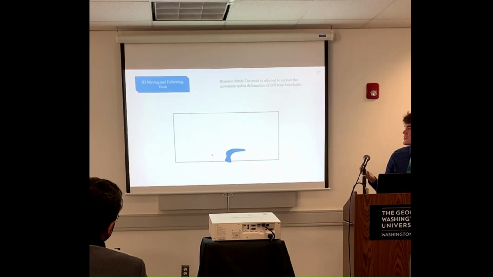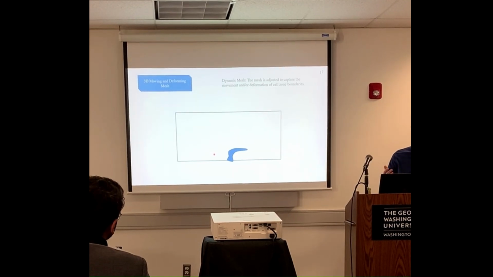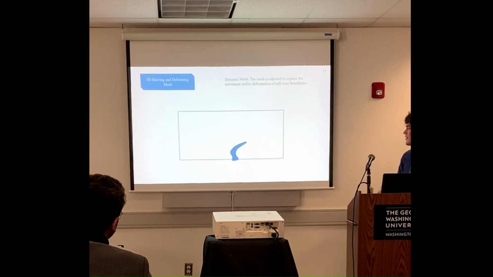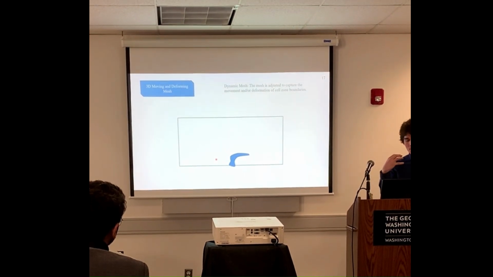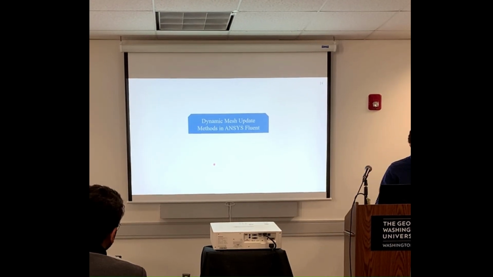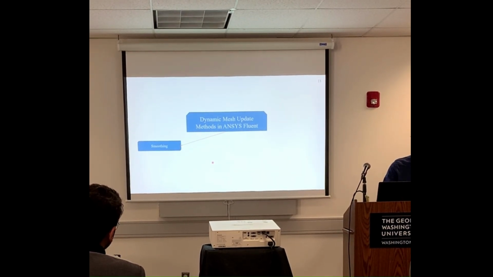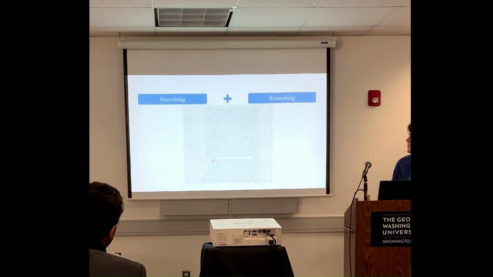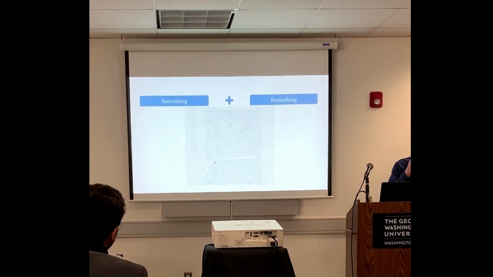So in a dynamic mesh, the mesh is adjusted to capture the movement and deformation of the cell zone boundaries. So we've got a denticle in there moving up and down, and the mesh needs to deform to capture that movement. There are three methods in ANSYS Fluent, which is the software we're going to be using: smoothing, remeshing, and dynamic layering. Here's an example of 2D smoothing and remeshing.